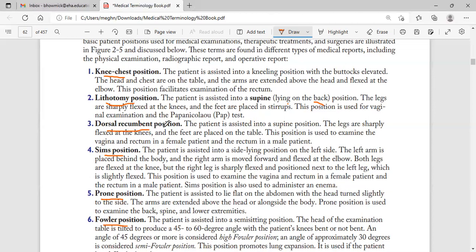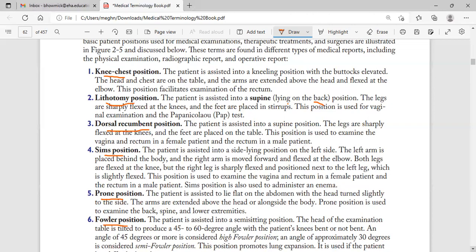Dorsal recumbent position, the patient is assisted into the supine position. The legs are sharply flexed at the knee and feet are placed on the table. This position is used to examine the vagina and rectum in female patients and rectum in male patients.